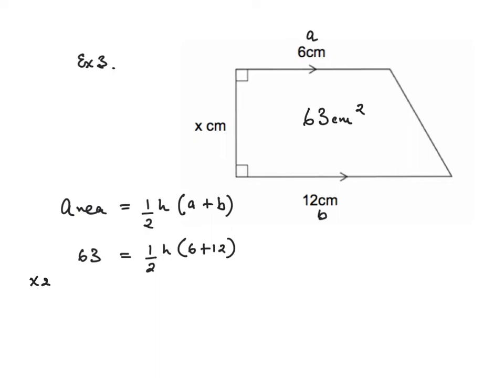So 2 times 63 is 126. Now, the 6 and the 12 add together to give us 18. So that's 18h. And the last thing we have to do is to get h on its own. We do that by dividing by 18. So h equals 126 over 18. And the answer is 7 centimetres.